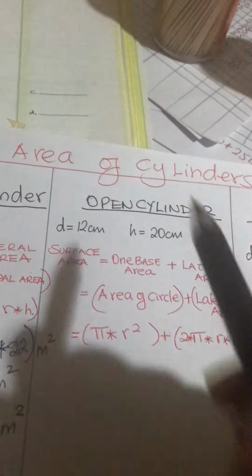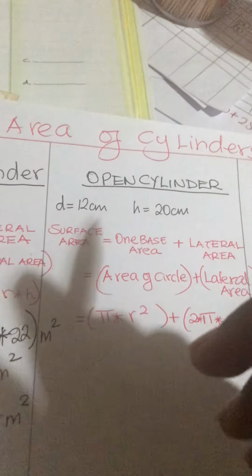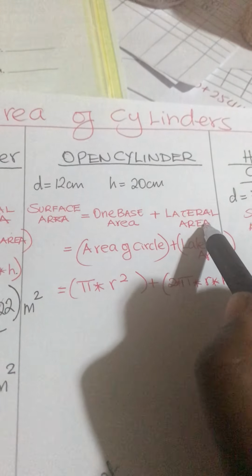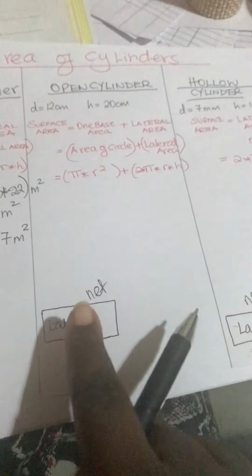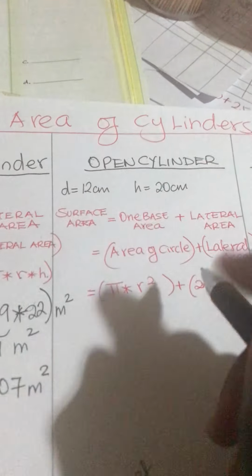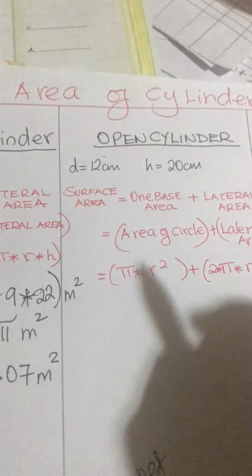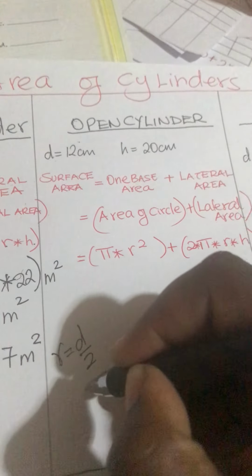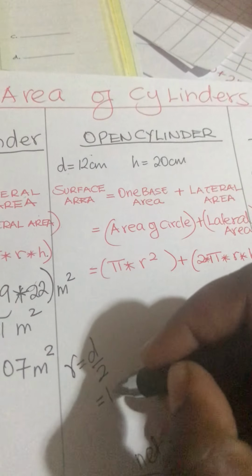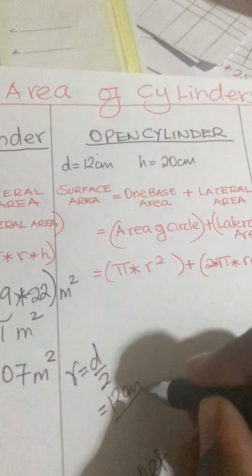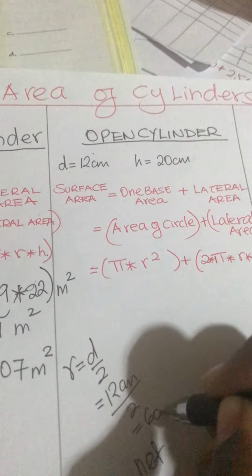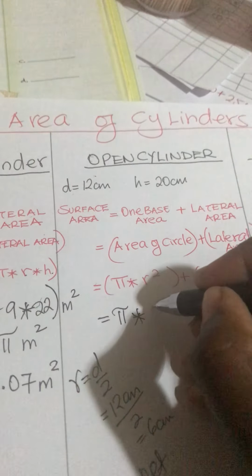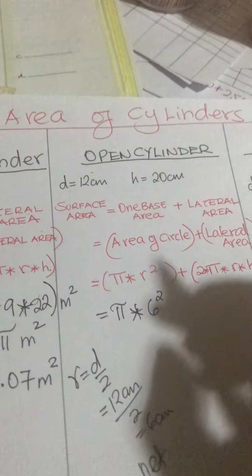Now let us do if the cylinder was open. So you'll only do one base and the lateral area, because you need the lateral area and one circle. So they told us we have a diameter. So step 1, find the radius. Radius equals diameter divided by 2. So that is 12 centimeter divided by 2, which equals 6 centimeter. So we will do pi times 6 squared, just like that.